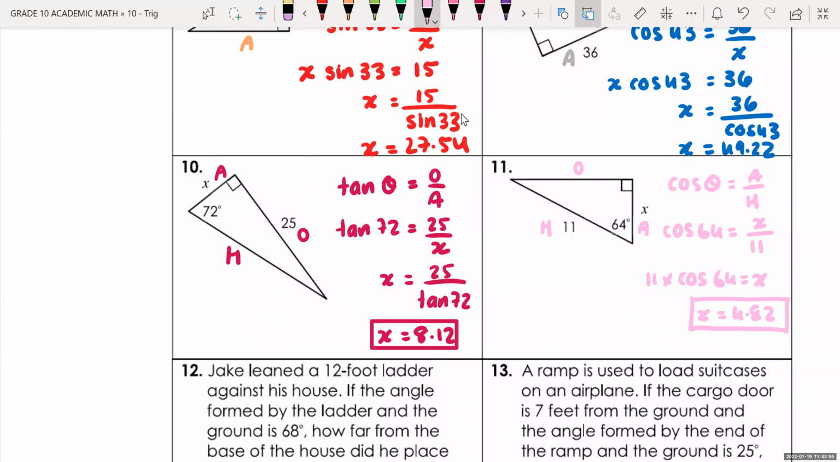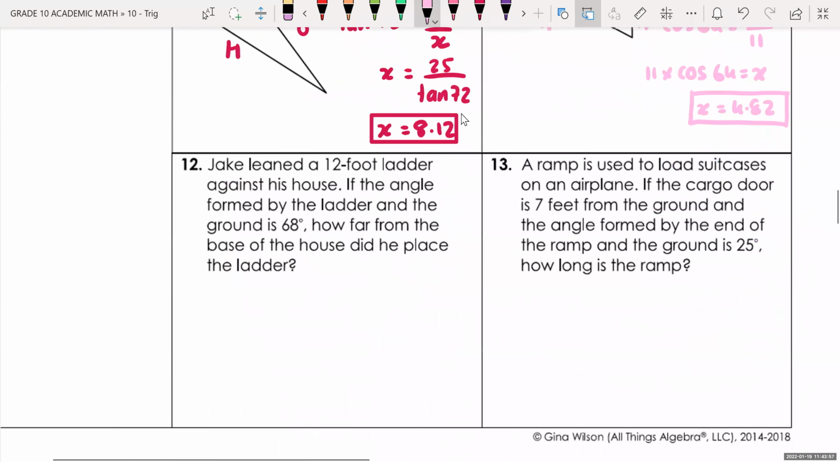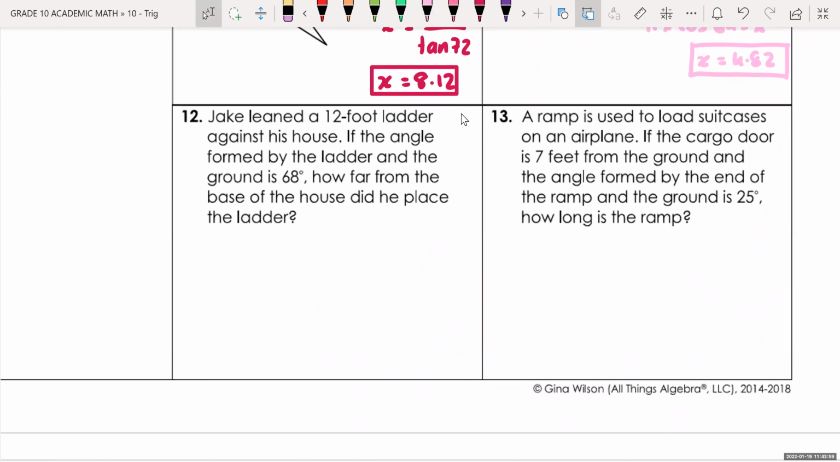All right. And now to end it off, let's try these word problems. Really, the thing about these word problems is they paint you a picture and you have to draw the picture based on what they're saying. So I'll draw a somewhat realistic picture, but not realistic. Jake leaned a 12-foot ladder against his house.